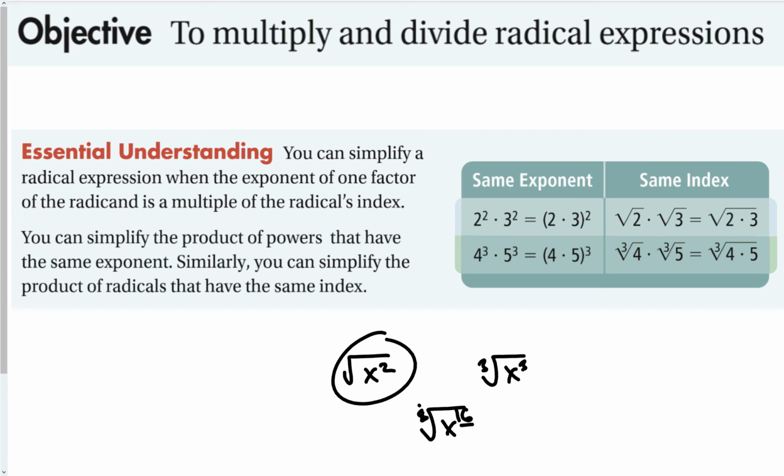We can also simplify the product of powers that have the same exponent. For instance, these two have the same exponent. We can simplify this to 2 times 3, both to the second. This works with radicals for any expression. So let's get into it a little bit.